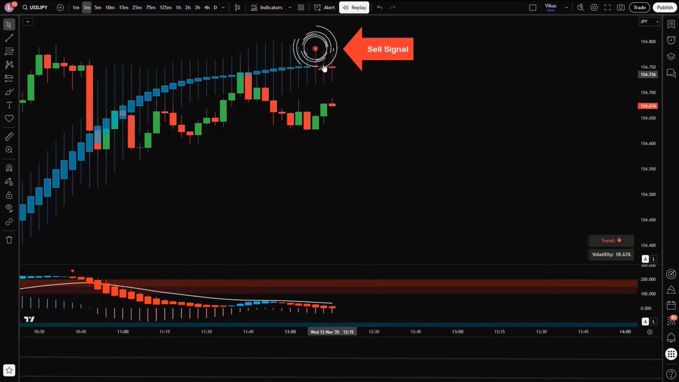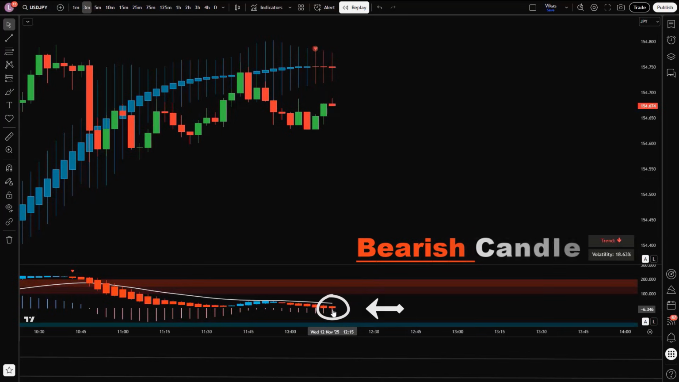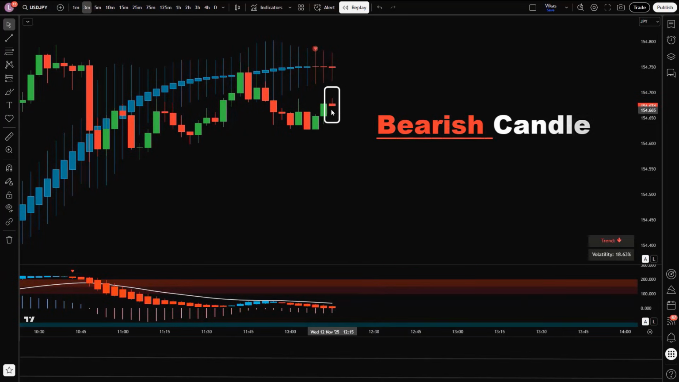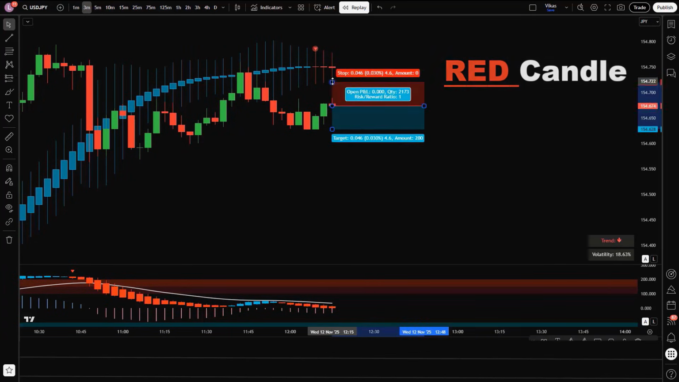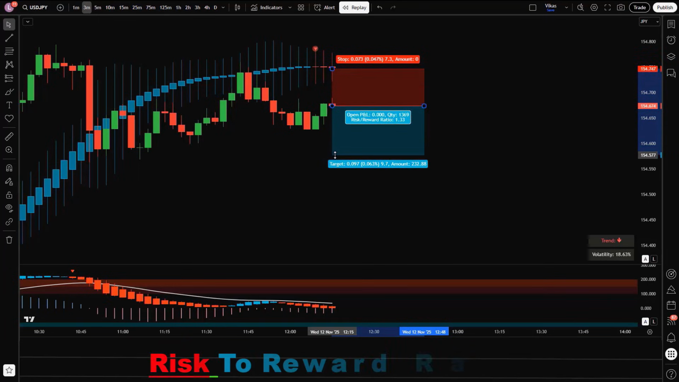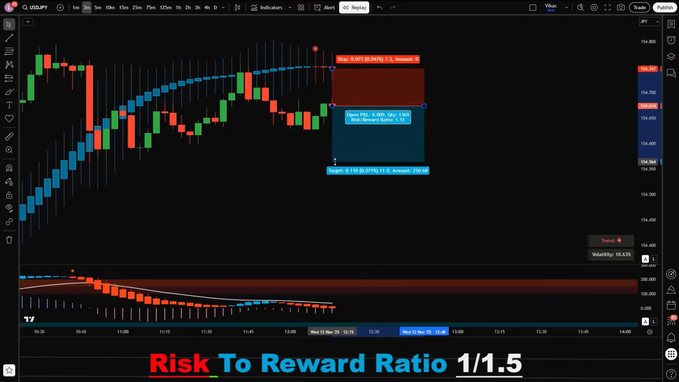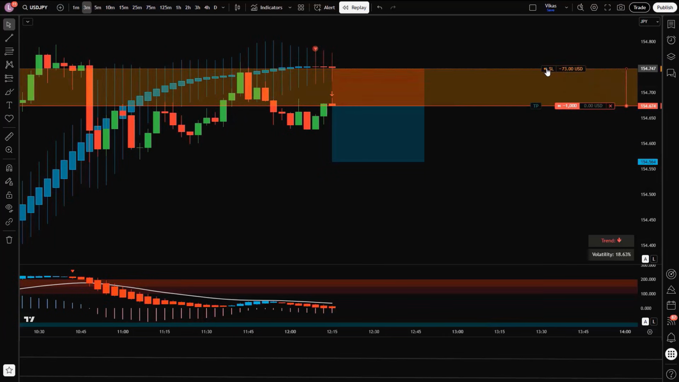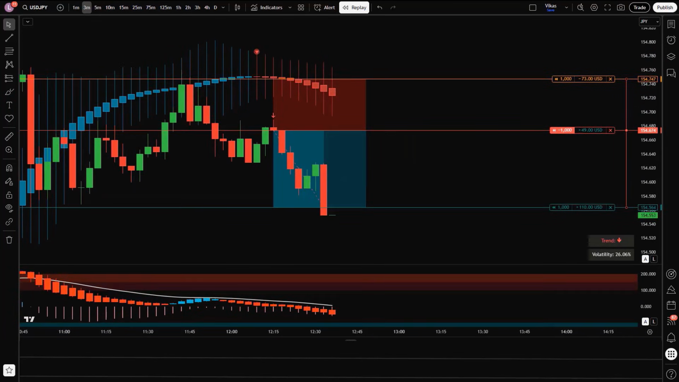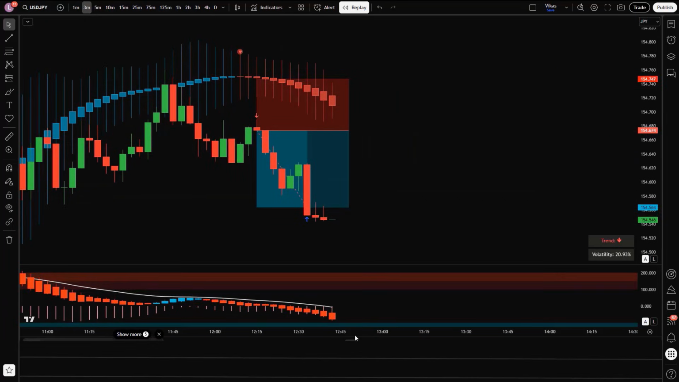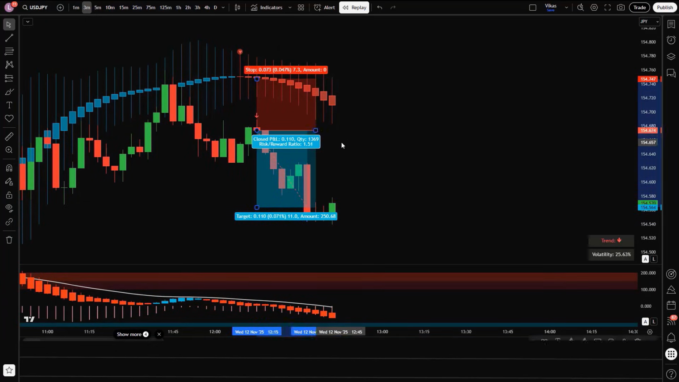When the Triangular Hull Moving Average indicator gives us a sell signal, the bearish red candle of the Triangular Hull Moving Average should be below the white line. When the market forms a bearish candle, if this condition is fulfilled, then we will place a sell order. Our stop loss should be at the red candle, and the risk to reward ratio will be 1:1.5. The market has completely hit the target. I hope you must have understood this trading strategy.